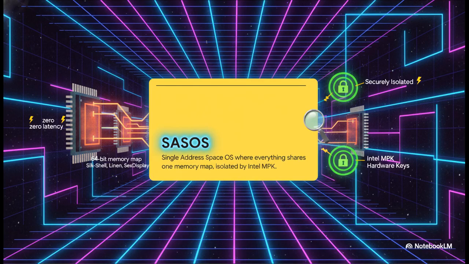Now, to understand how all of this is physically possible without just grinding your CPU to a halt, we have to look at the overarching architecture, Saasos, or the Single Address Space Operating System. In Saasos, there are no heavy page table swaps, none. Silk Shell, Linen, and SexDisplay all live right there in one global 64-bit memory map. And they're securely isolated not by slow software boundaries, but by lightning-fast Intel MPK hardware keys that act basically like VIP bouncers inside the CPU.